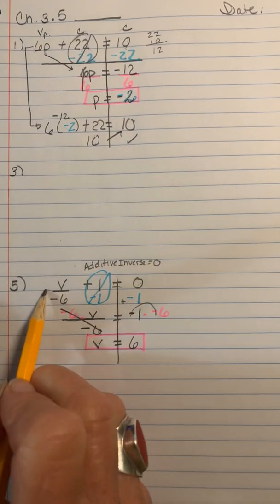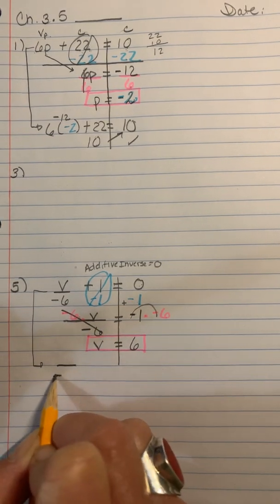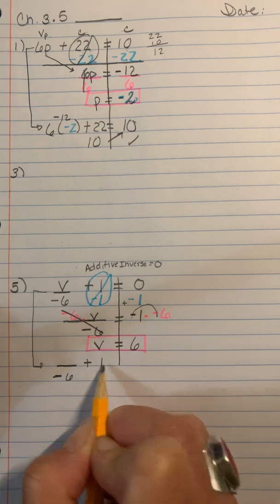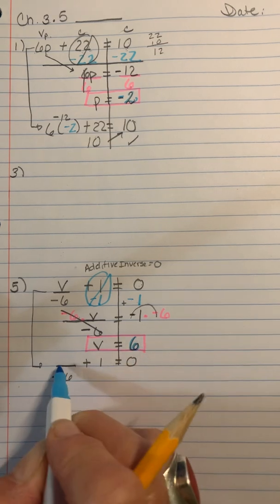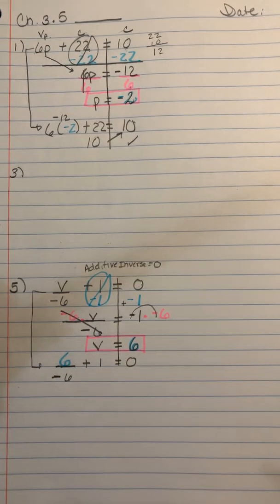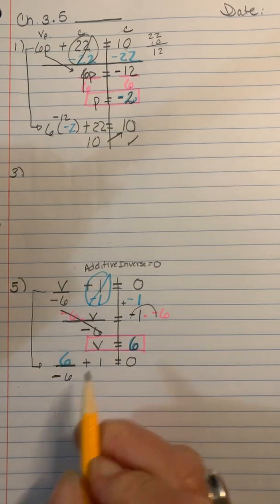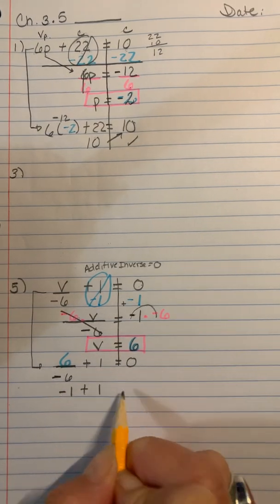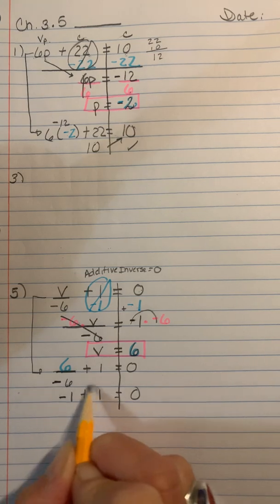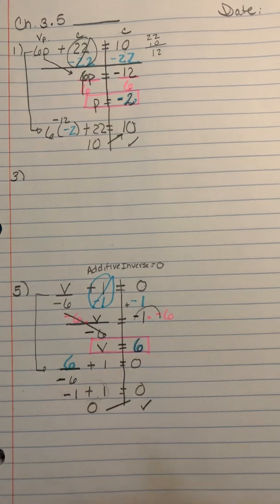Start your check step. Drag down this problem, and you have V divided by negative 6 plus 1 equals 0. Take this 6, put it in place of V, and you have 6 divided by negative 6, which is negative 1, plus 1, and I want it to equal 0. Let's check. Is the left side equal to the right side? It is. It checks. So there's an example of how to do your two-step equations.